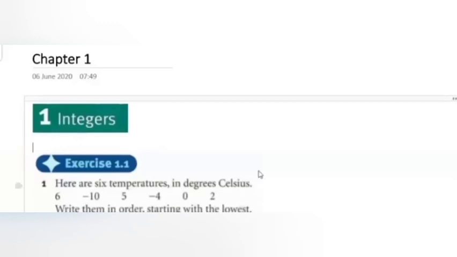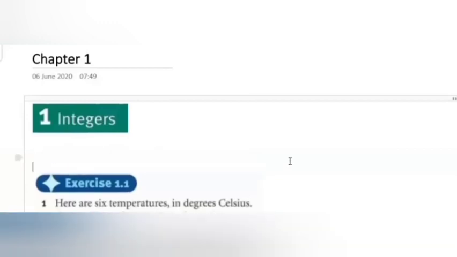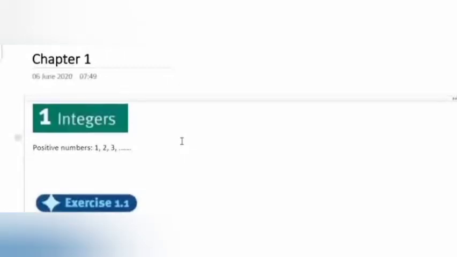So first of all, before we get into the exercise, we should know what are integers. So let me tell you what are positive numbers. The numbers starting from 1, 2, 3, etc. are all positive numbers. So these are all positive numbers. And what are negative numbers?